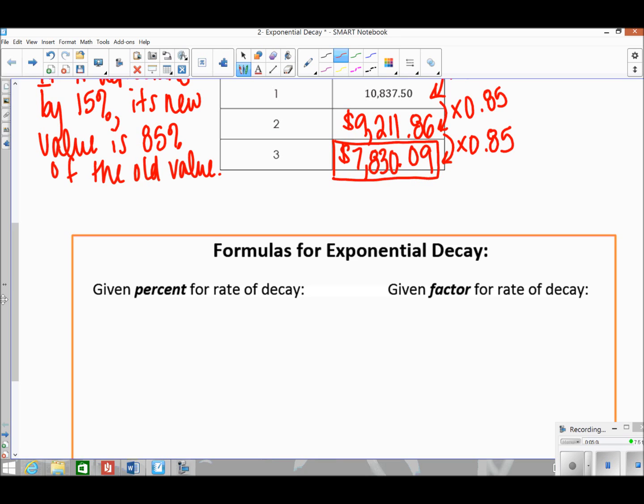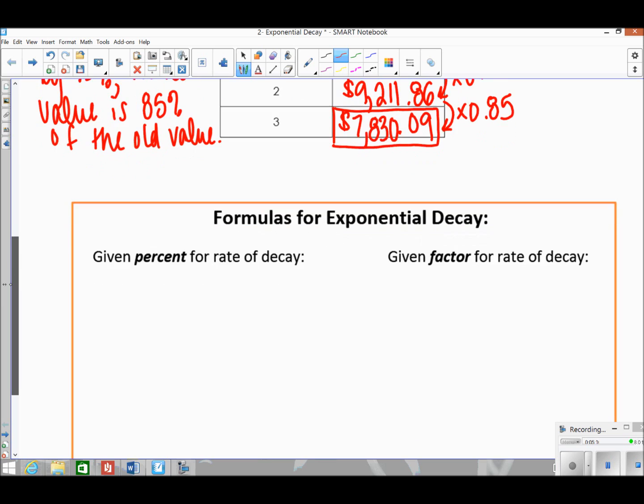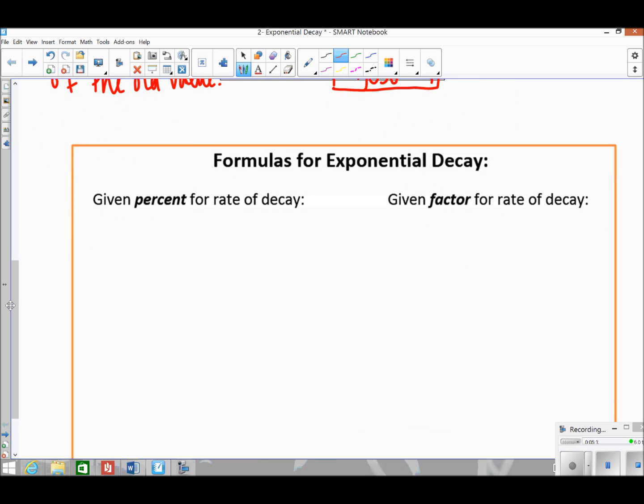When we're looking at these kinds of problems, there are two formulas we will think of, because typically you're given a percent, but there could be a time when they say it's going to be half as big. That means you keep dividing by 2 each time. That's considered a factor. Or it's a third of the amount, so you'd be dividing by 3 each time. Instead of having to make a table, we can use these formulas.